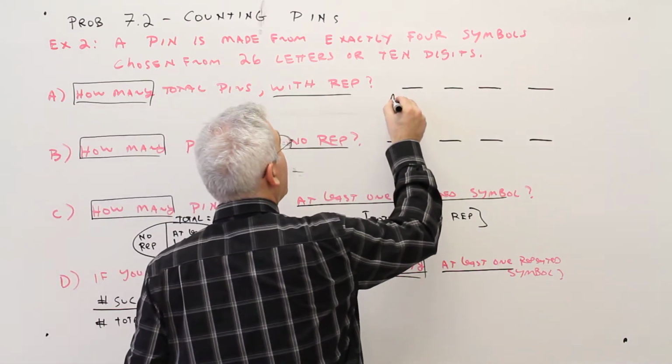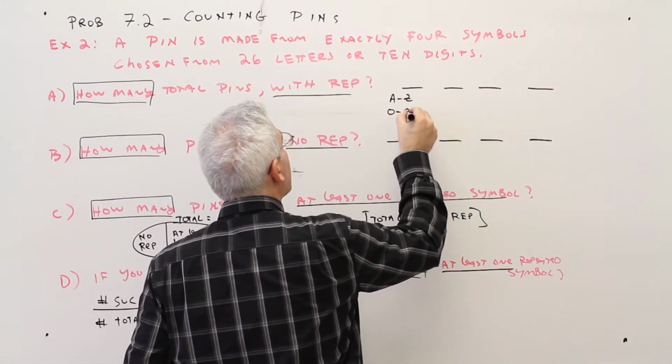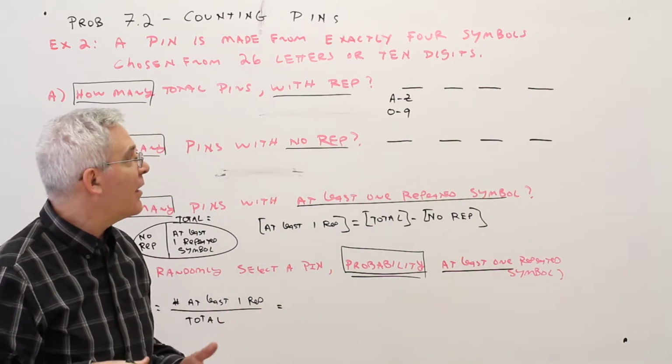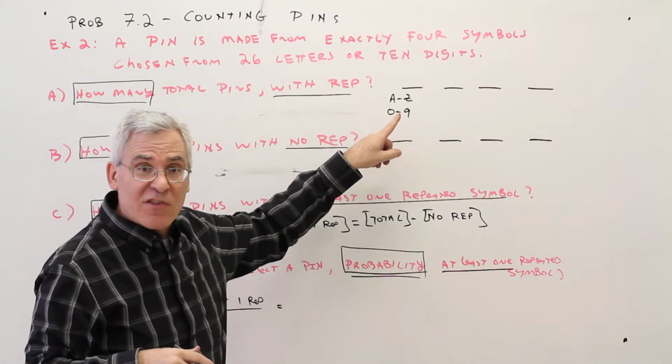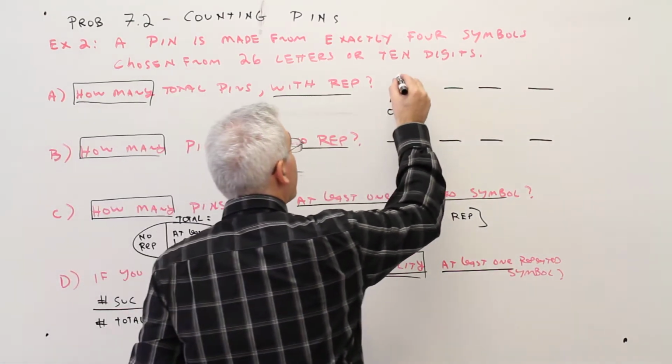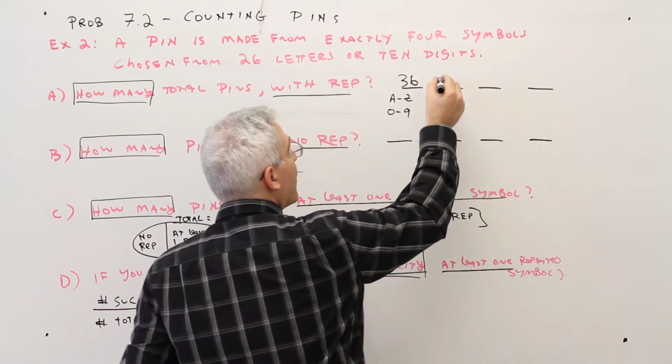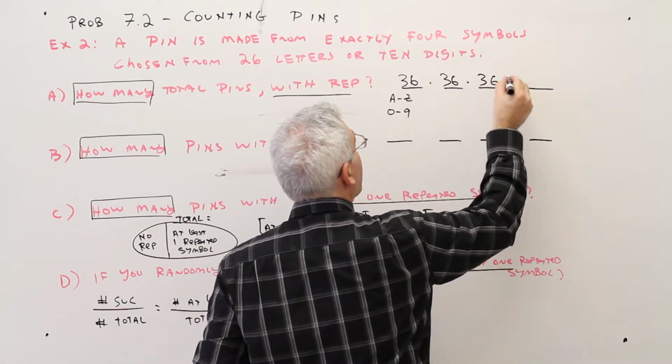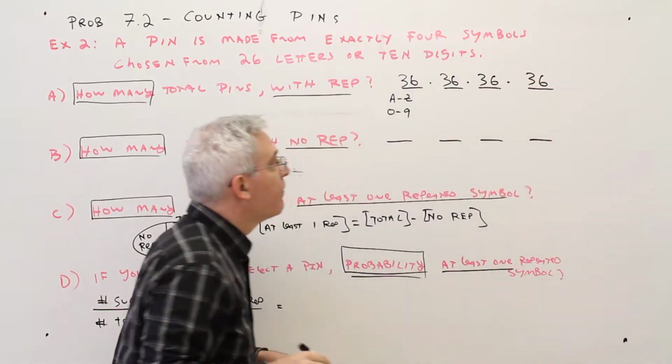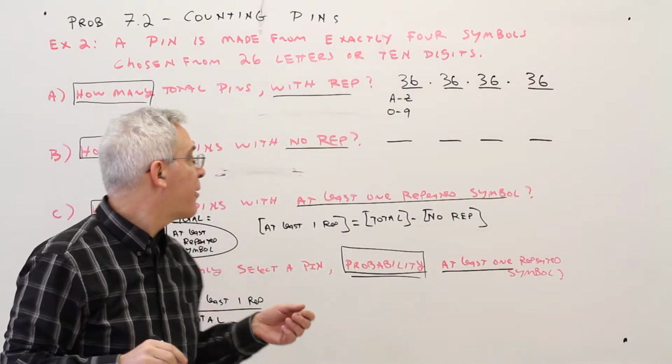So I could be A through Z, or I could be 0 through 9. So there's a total of 36 different symbols to choose from. And the same would occur for each of the other steps as well. So that'd just be 36 to the 4th.